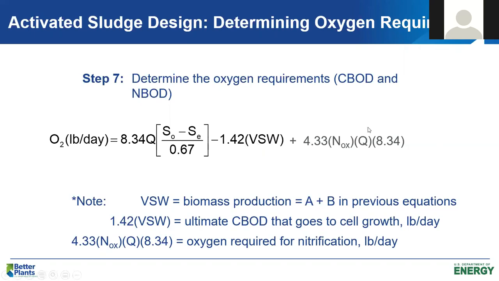And then the third component is the oxygen required to oxidize the ammonia nitrogen to nitrate nitrogen. Theoretically, that consumes 4.57 pounds of oxygen per pound of ammonia oxidized to nitrate. Well, then you might ask, why do we use 4.33? The reason we use 4.33 is because not all of the ammonia will get oxidized to nitrate. About 5% of the ammonia will be used in producing nitrifier biomass. So when we subtract that 5% out, we reduce the theoretical amount, 4.57, down to 4.33. And that's a more accurate calculation of the oxygen we need for nitrification.